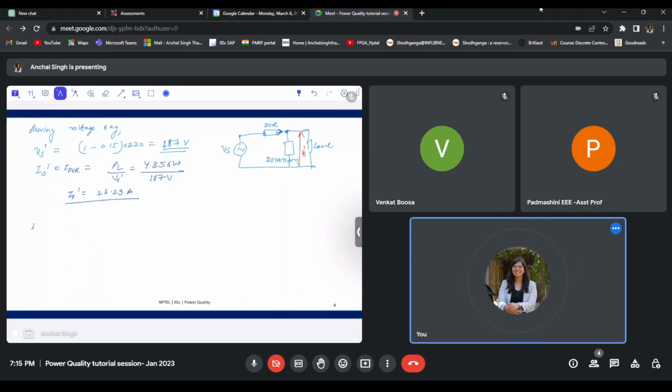So the current rating of the DVR of UPQC will be equal to Is dash, which is the supply current after UPQC compensation, which will be equal to 23.29 amperes. Okay. So this was the RMS rating of the DVR. Now let us move on to the next problem.